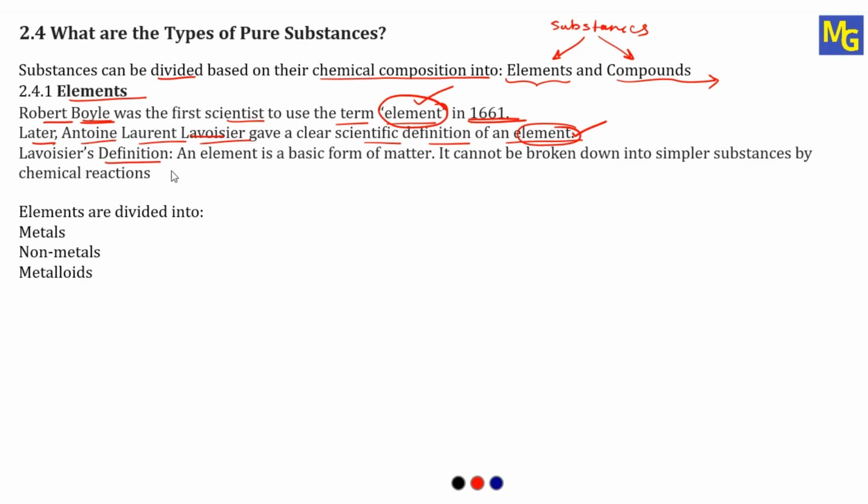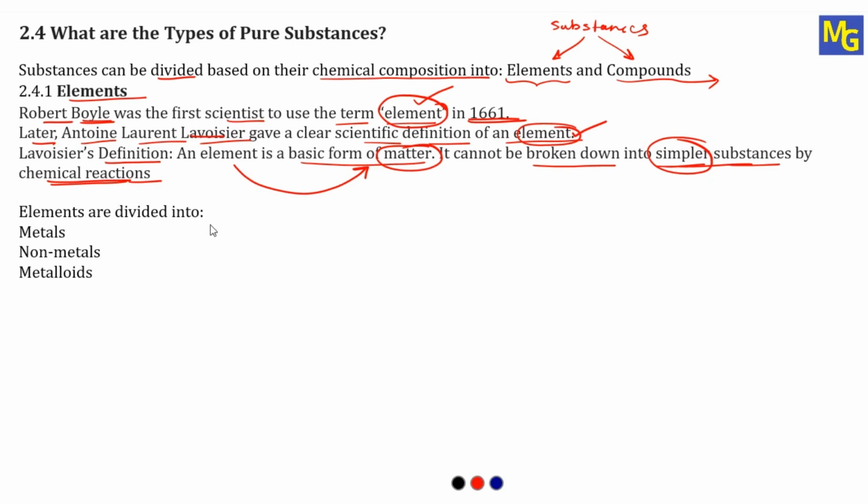Lavoisier's definition. So what is the definition according to the scientist? An element is a basic form of matter. It cannot be broken down into simpler substances by chemical reaction. So remember, an element is the basic form of matter, and we cannot break it down into a simpler form by using any chemical reaction.